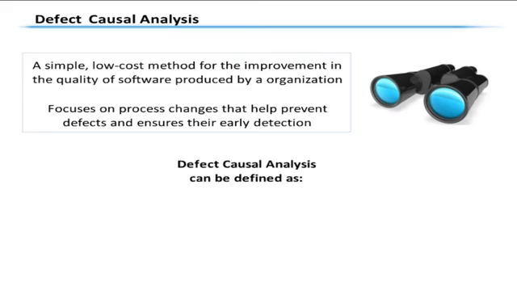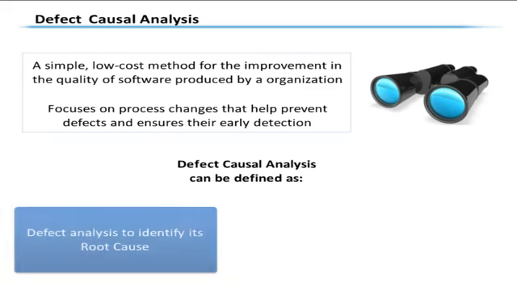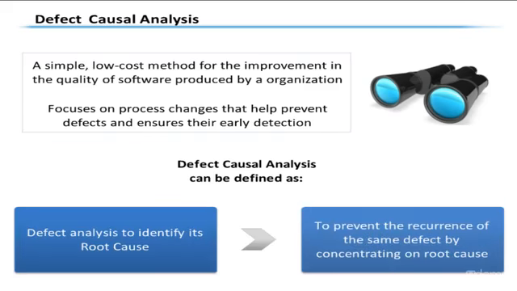The defect causal analysis can be defined as an action of defect analysis to identify its root cause in order to prevent the recurrence of the same defect. Another example would be the proper training and induction must be given to the employees working on the software projects so that the defects occurring due to their lack of knowledge can be avoided in the future. That is defect causal analysis.